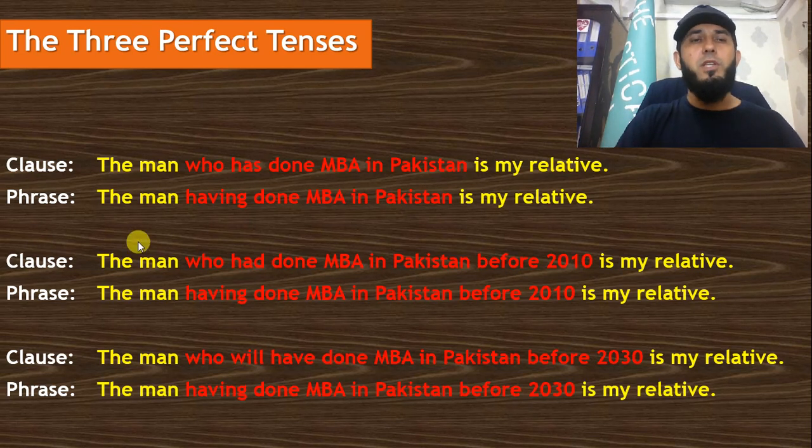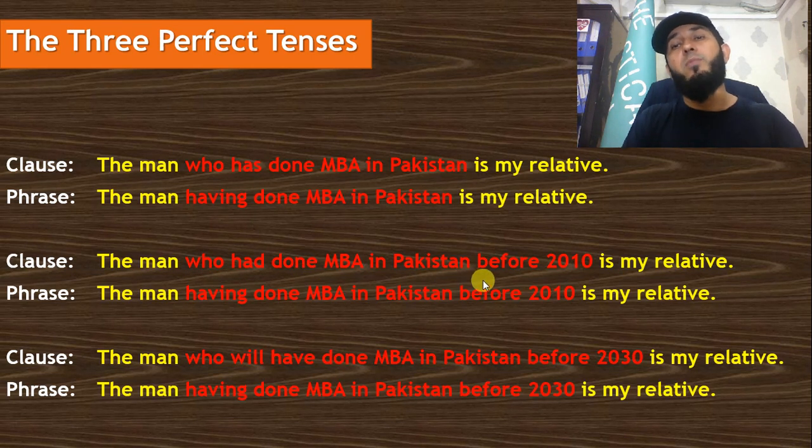Now look at the second example, which is in past perfect tense. Class. The man who had done MBA in Pakistan before 2010 is my relative. And now we're trying to change it to a modifying phrase or reduced adjective clause. So again, get rid of the relative pronoun who, and change the helping verb had to its ing form, which is again having. So who had done MBA in Pakistan before 2010, and here you say the man having done MBA in Pakistan before 2010 is my relative.